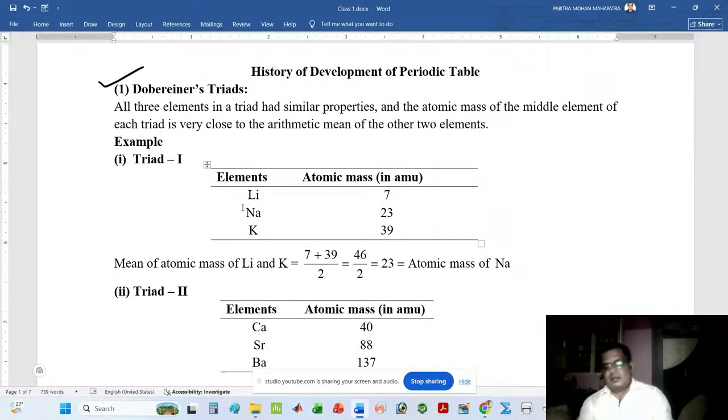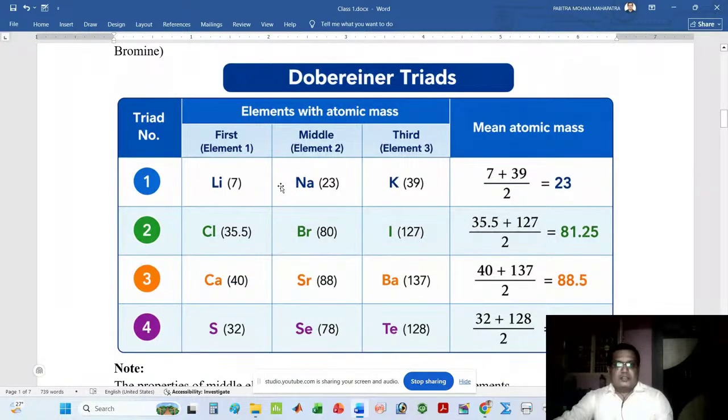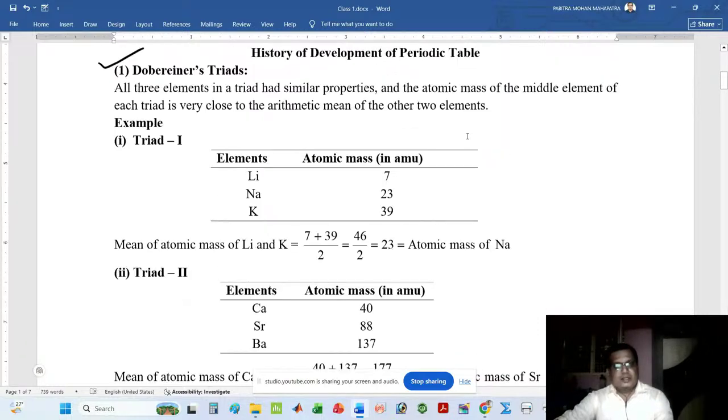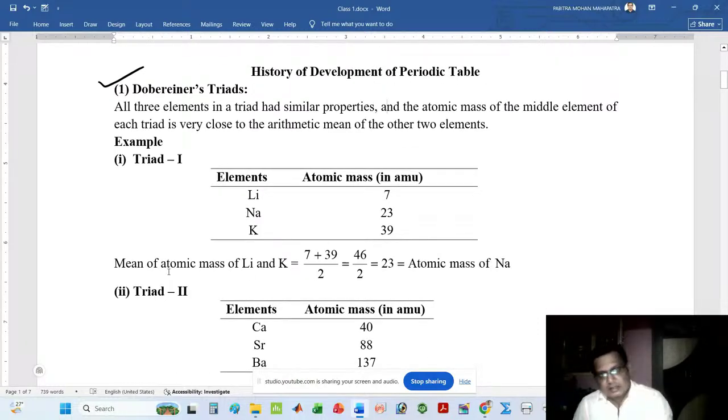Look at that. Here, three elements are present: the first element, the middle element, and the third element. There are four triads present. All three elements in a triad had similar properties, and the atomic mass of the middle element of each triad is very close to the arithmetic mean of the other two elements. Let me explain the meaning of this principle by giving an example.